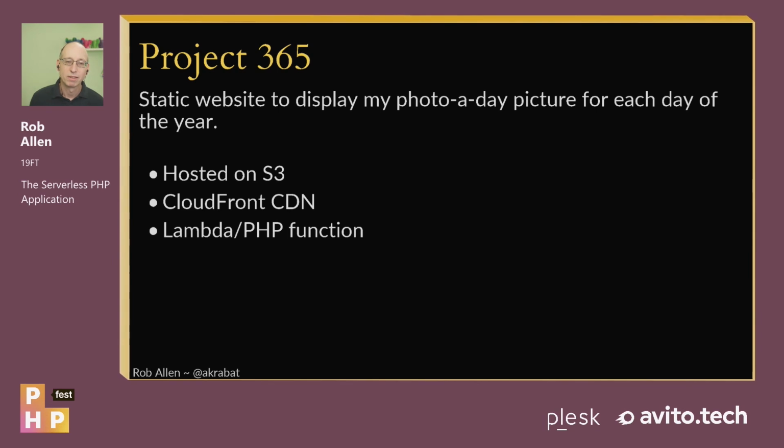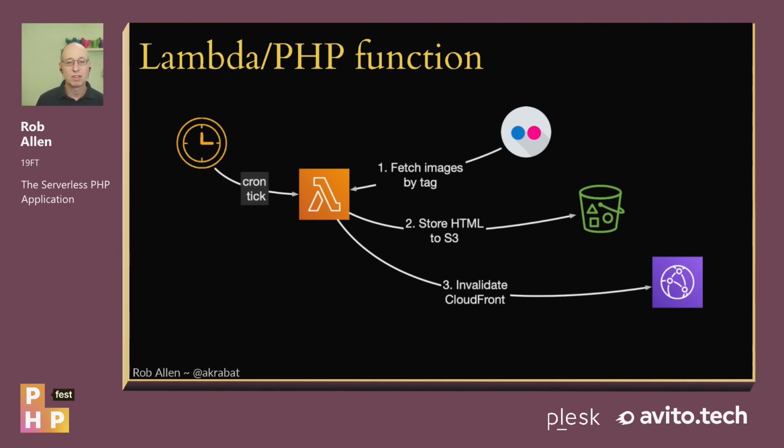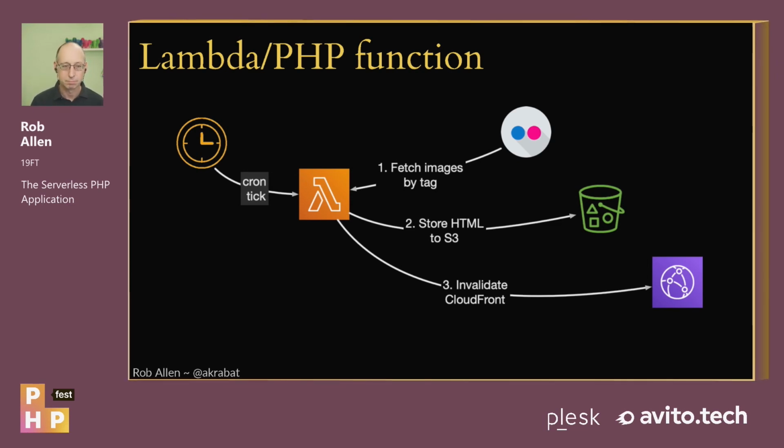It's a static website hosted on S3, uses CloudFront CDN, and uses Lambda PHP. So it's all about AWS functionality. We have a scheduled task, a cron, which runs our Lambda function. Our Lambda function will fetch the images from Flickr. It will then store an HTML page back to S3, and then it will clear the CloudFront cache so that CloudFront can then serve the HTML web page. So we're building a static web page using PHP as a clock, picking up data via an API.